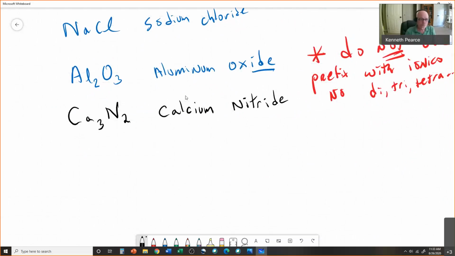Now, what do we do if we have a polyatomic? This is why you've got to memorize your list of polyatomics on the back inside cover of your textbook, because you have to have sight recognition. So that if you see something like this, you have to be able to recognize that this right here is a sulfate.